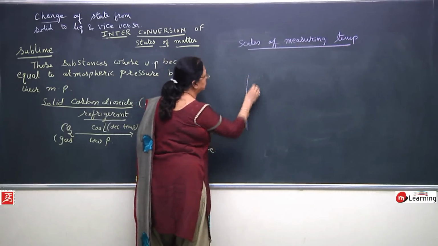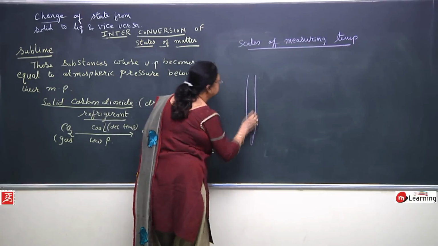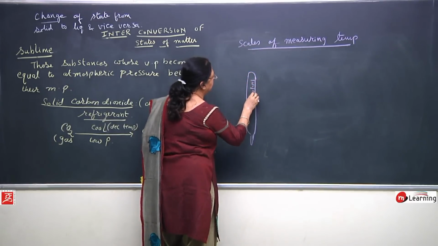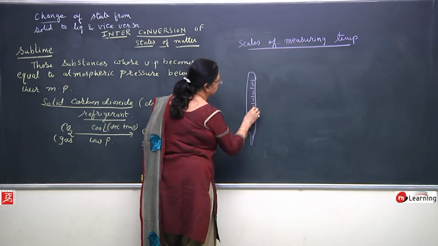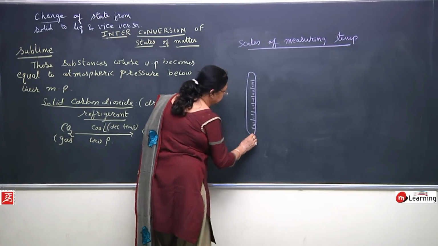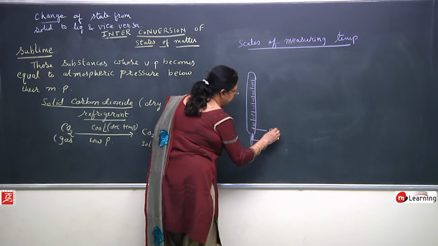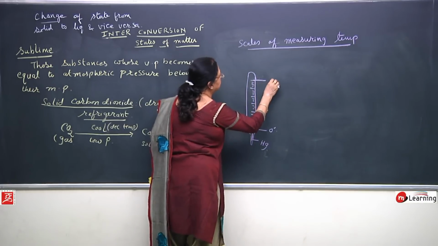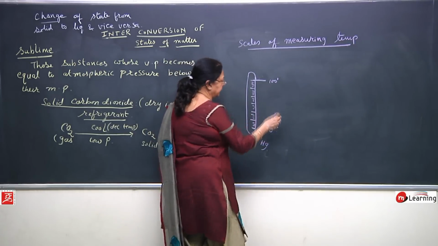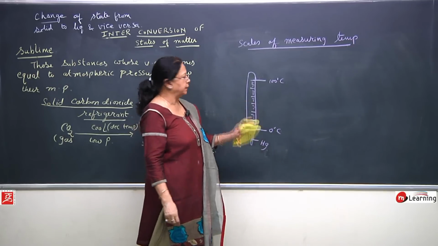This is the thermometer, this is the bulb of the thermometer, and these are the markings or graduations. Here mercury is filled, this is 0 degree and this is 100 degree. And we know that usually the thermometer is marked in Celsius, that is centigrade.